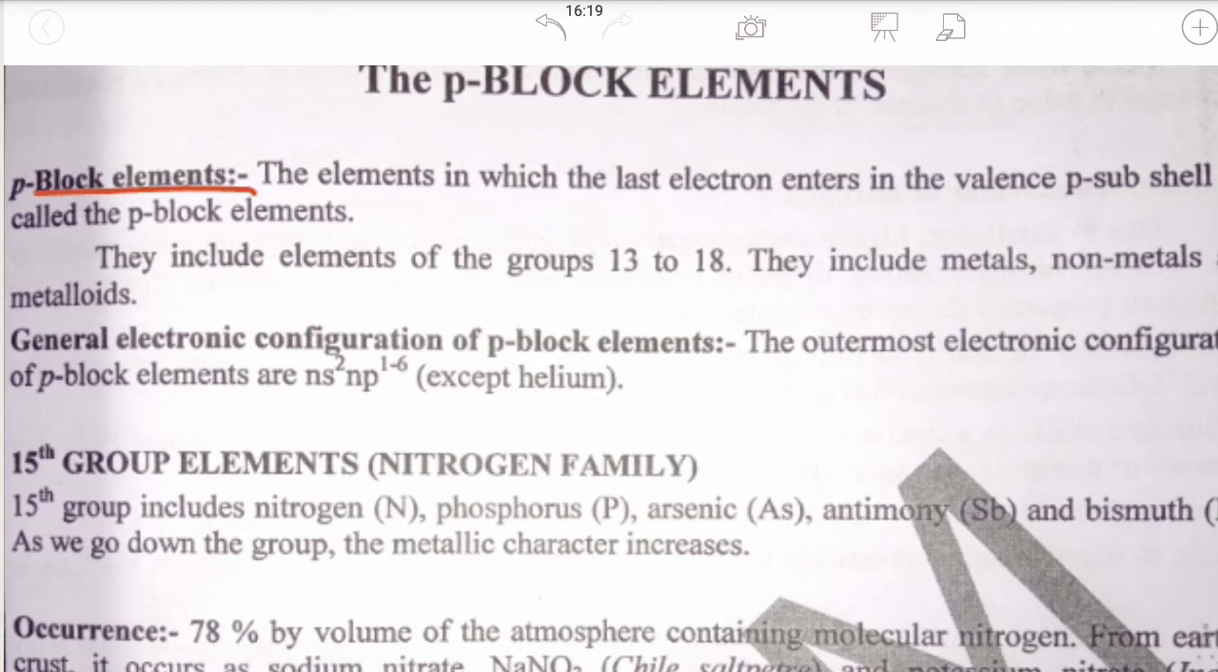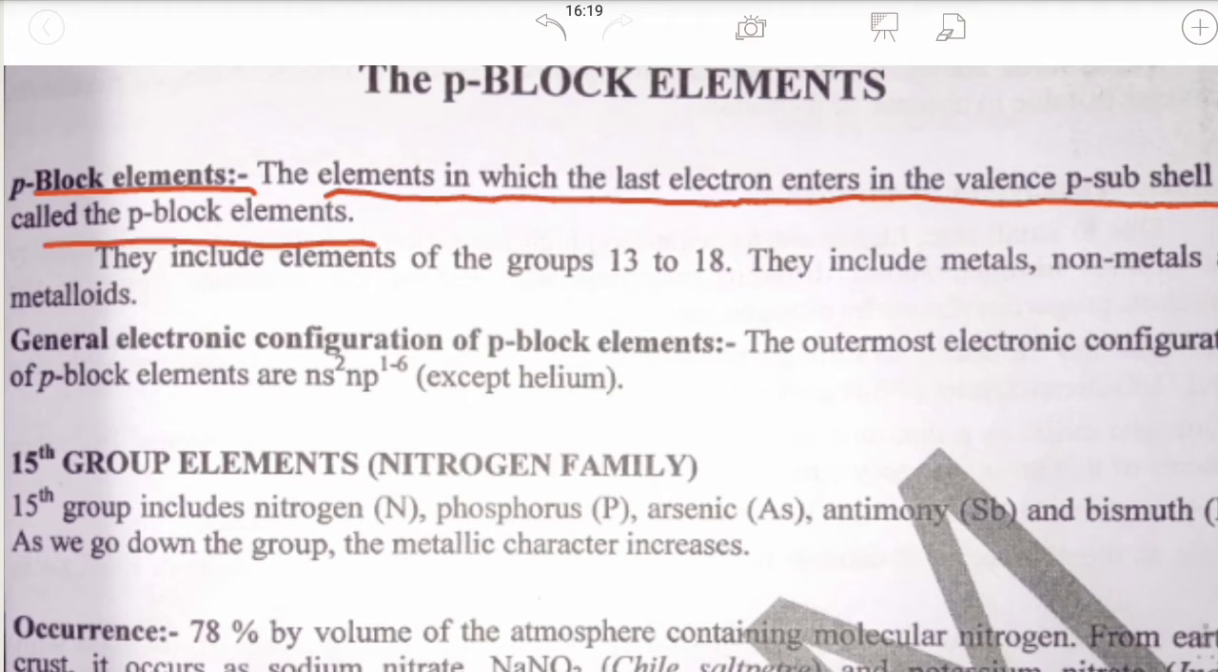What are p block elements? The elements in which the last electron enters the valence p subshell are called p block elements. They include elements of groups 13 to 18.